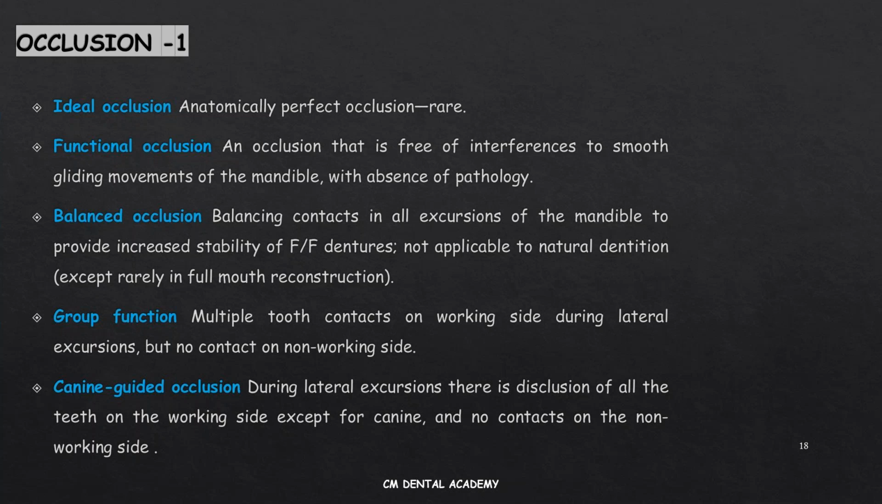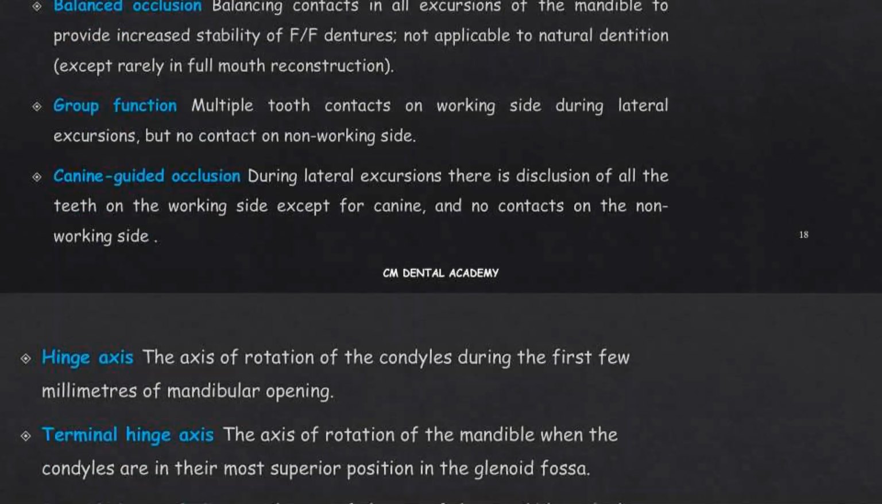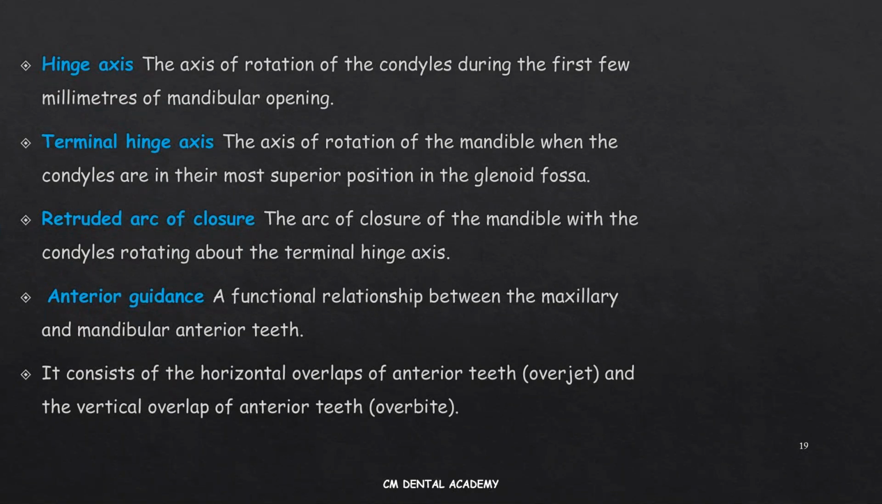Canine guided occlusion is one where, during lateral excursions, there is disclusion of all the teeth on the working side except for the canine, and no contacts on the non-working side. Hinge axis is the rotation of the condyles during the first few millimeters of mandibular opening. Terminal hinge axis is the rotation of the mandible when the condyles are in their most superior position in the glenoid fossa. Retruded arc of closure is the closure of the mandible with the condyles rotating about the terminal hinge axis.